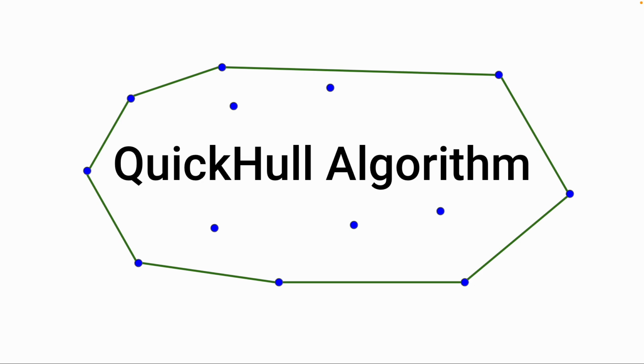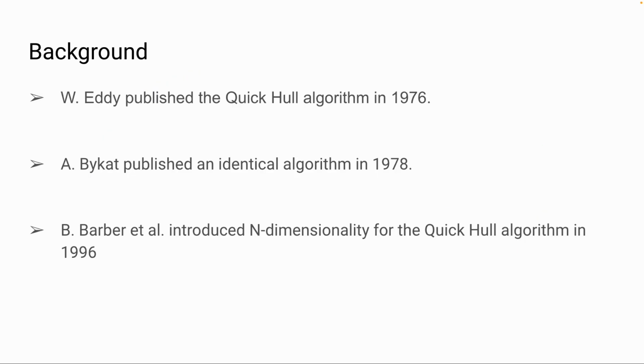I'm going to be going over the Quick Hull algorithm. So first, a little bit of background. It was initially published by Eddy in 1976, and then Preparata published an identical algorithm in 1978. And then as an extension, Barber introduced n-dimensionality, which improved a lot of new applications and became a lot more unique compared to other algorithms.